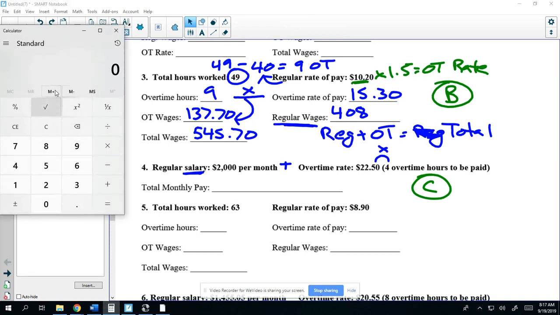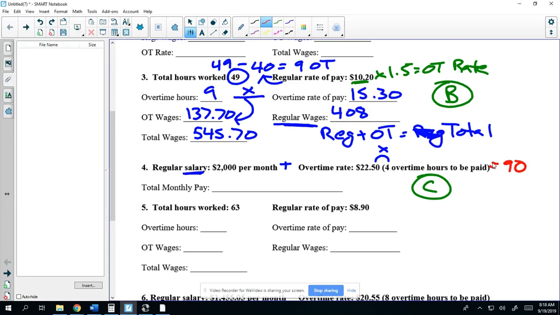So to do that, we'll take our overtime rate of pay, which is provided to us at $22.50 per hour, and 4 overtime hours that were worked. We earn $90 in overtime. We're simply going to add that $90 back to our regular salary to get our total monthly pay.